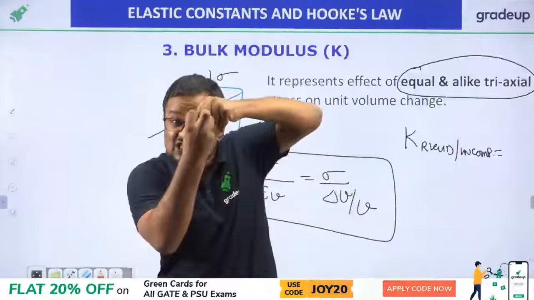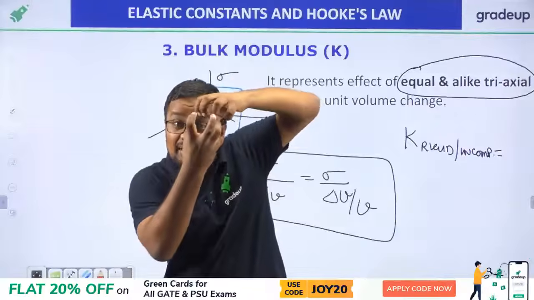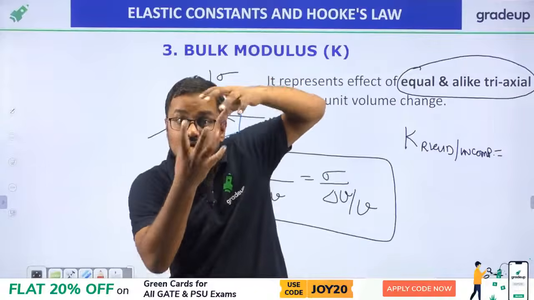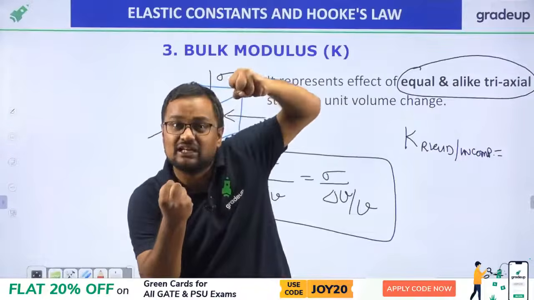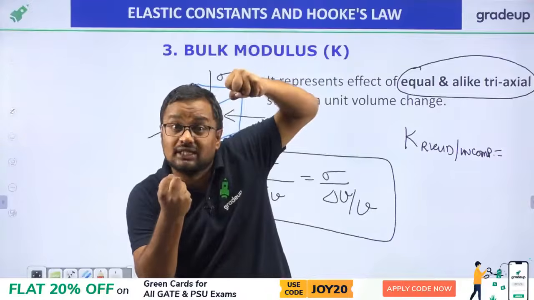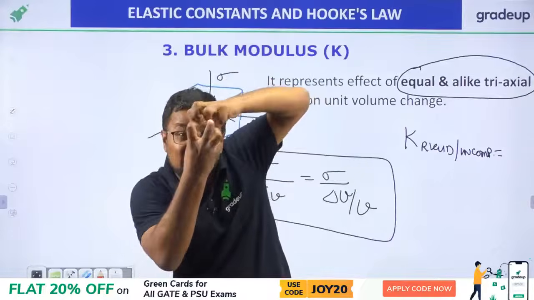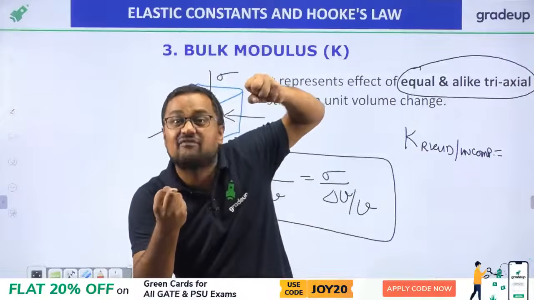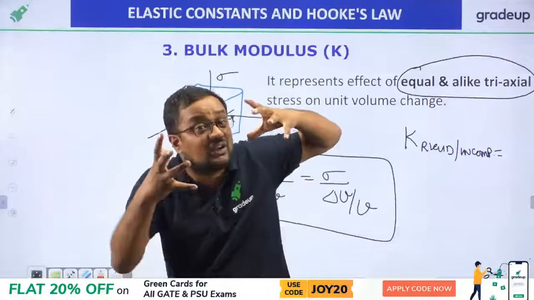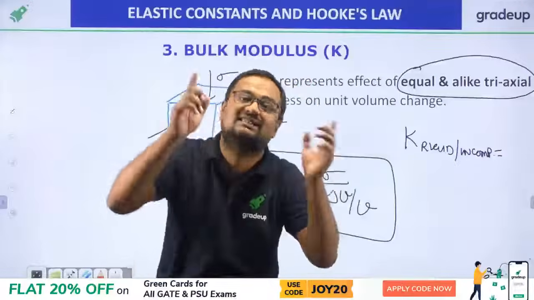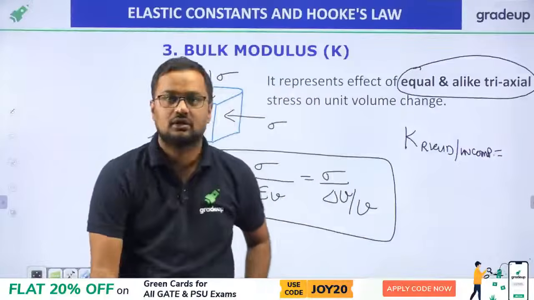Suppose a bar is elongated. So I am doing work, Sanju, in that bar for elongation. So that work is stored as energy. When I have elongated a bar, I have applied some work, and that work is stored in that body. That energy is called strain energy.